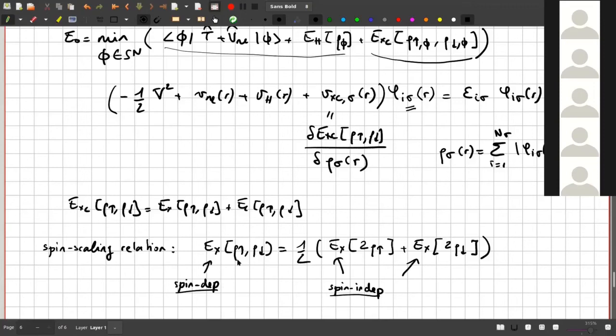Unfortunately, we don't have such an expression for the correlation functional. So in this case, you really need to develop from the start, for example, the approximation for the spin-dependent correlation functional. Okay, so that's about all I want to say for the spin-dependent case.